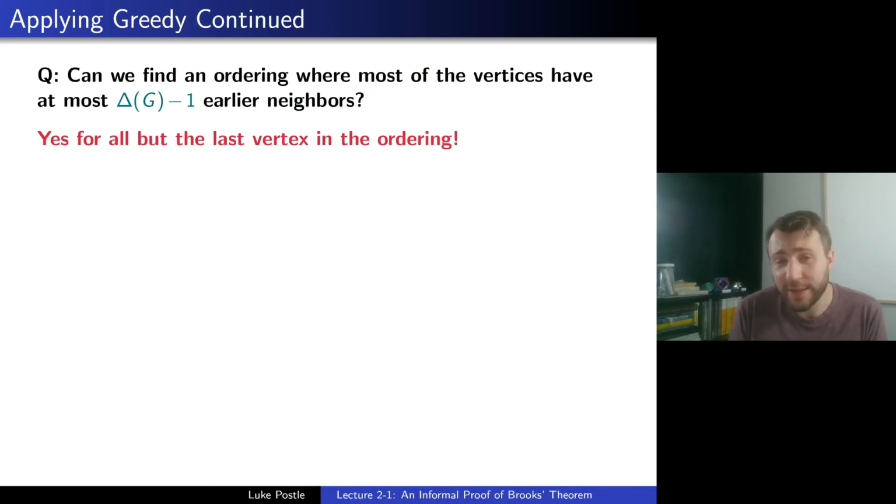And the answer is, as I hinted, you can do it, yes, for all but one, but actually for all but the last vertex in the ordering. It is possible. And the question is how? So again, I ask you to pause the video and think, how would you make an ordering where all but that last one have at most delta minus 1 earlier neighbors?